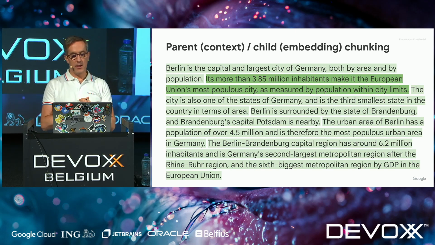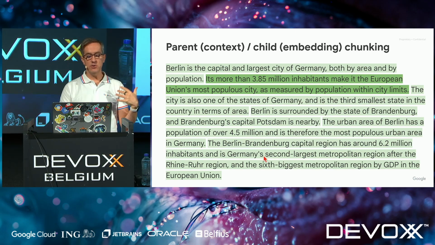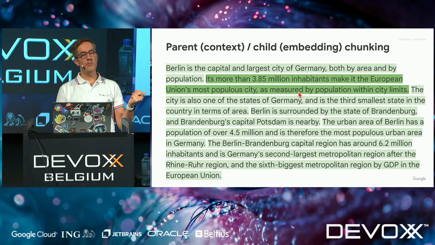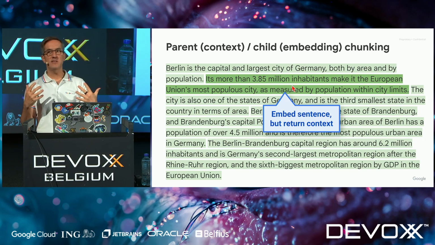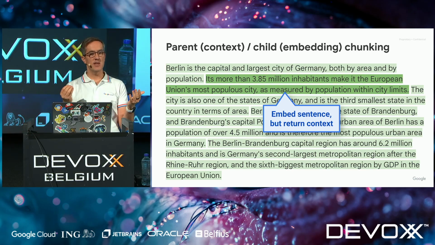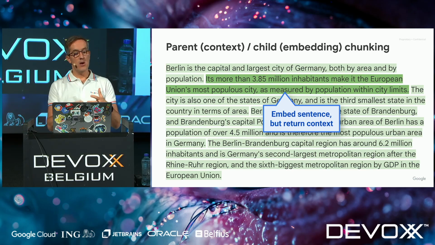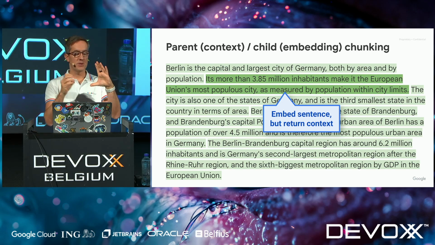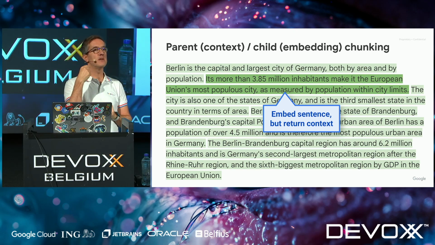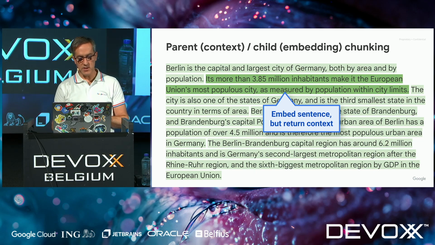So here, let's say I do a split by paragraph, so I've got the whole paragraph, but I also do a split by sentence inside that paragraph. So here, what I'm going to do is embed the sentence, that is calculating the vector embedding of that sentence, but I will return the whole context to the LLM. So when I augment the prompt, I'll put the whole paragraph and not just the sentence that was relevant when doing the similarity search.